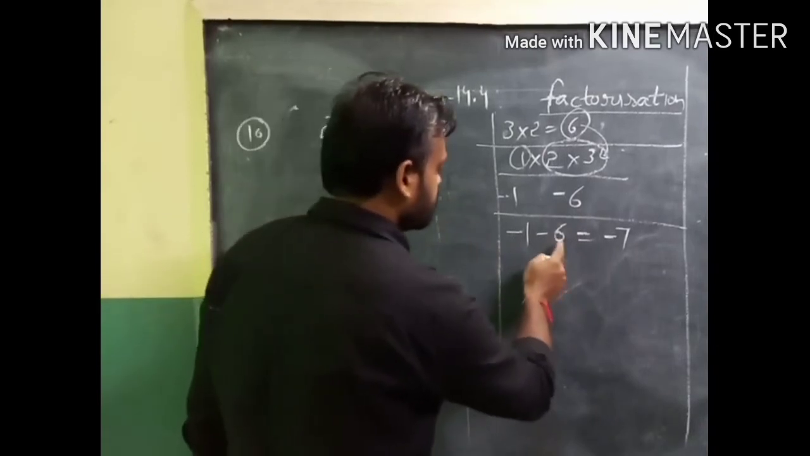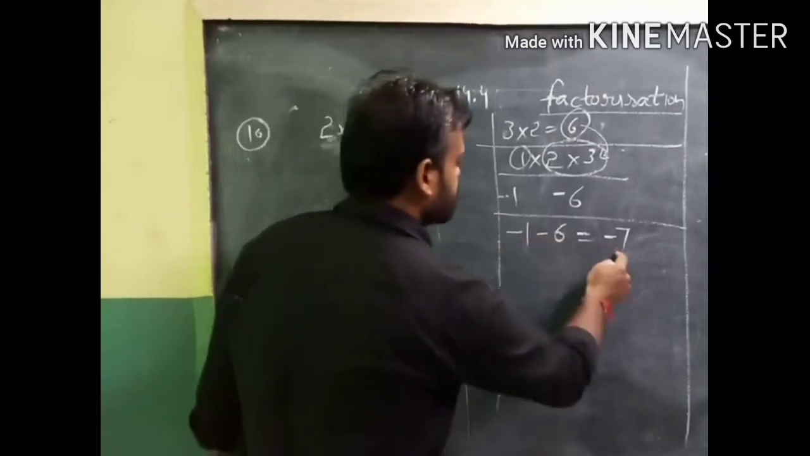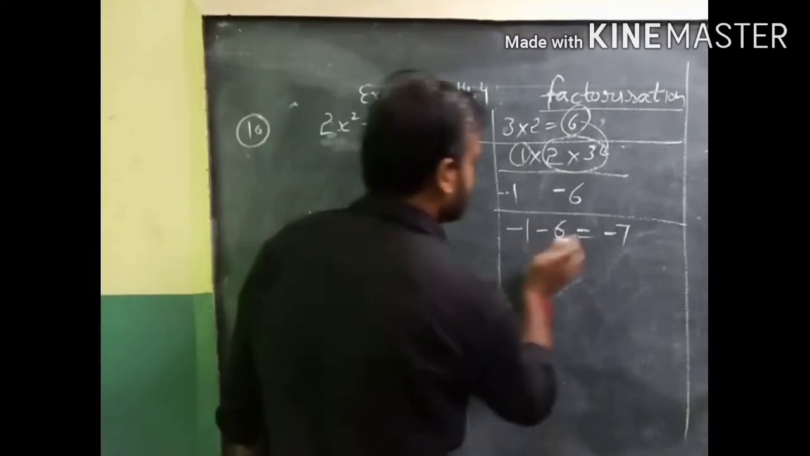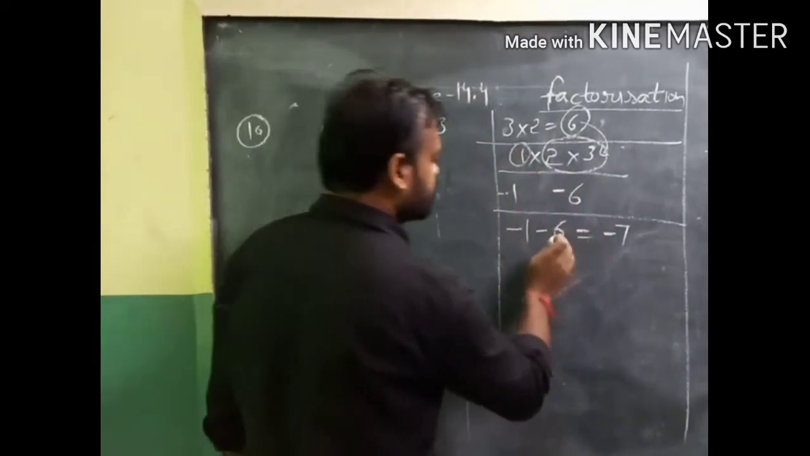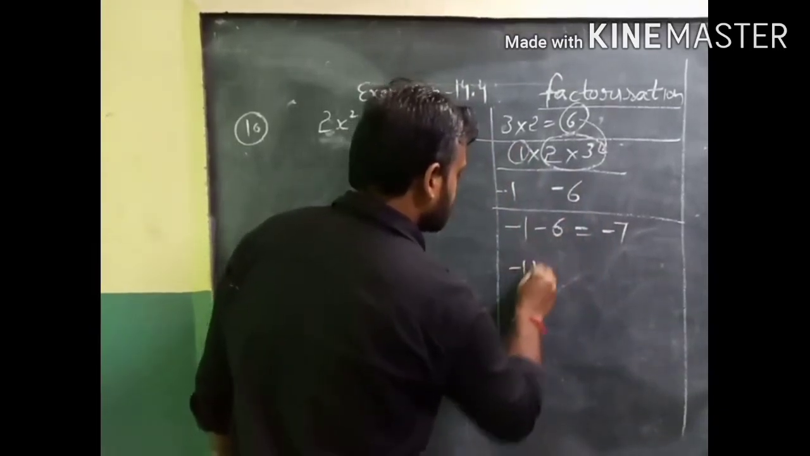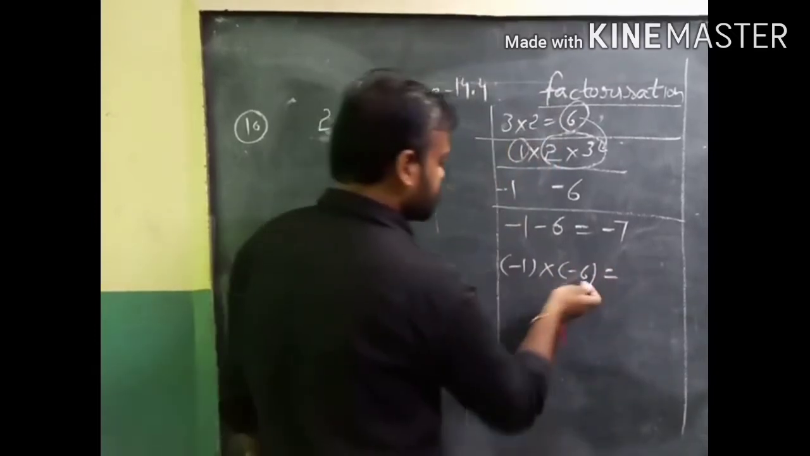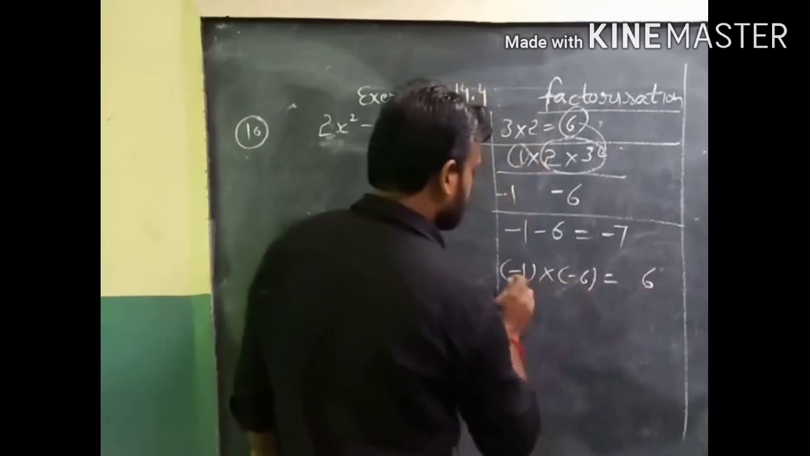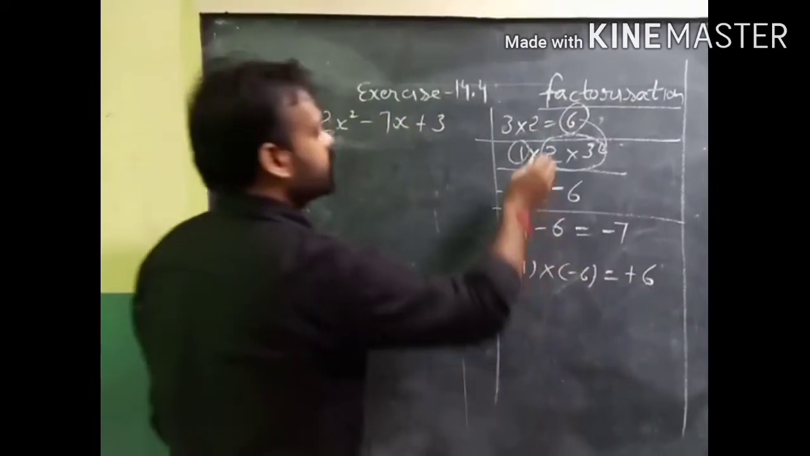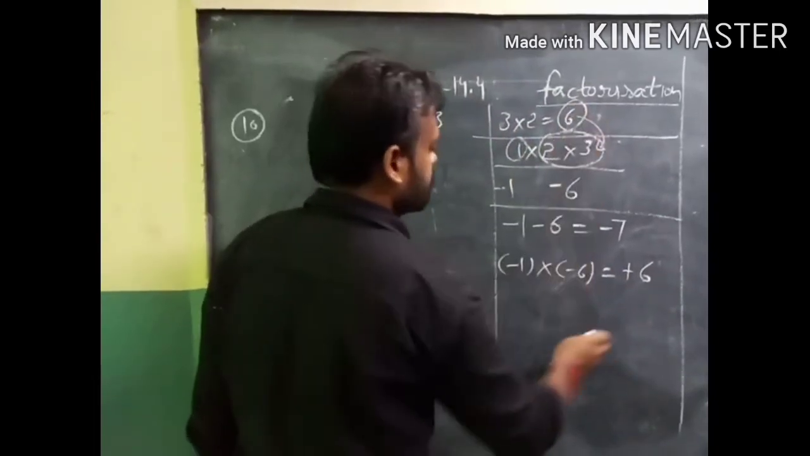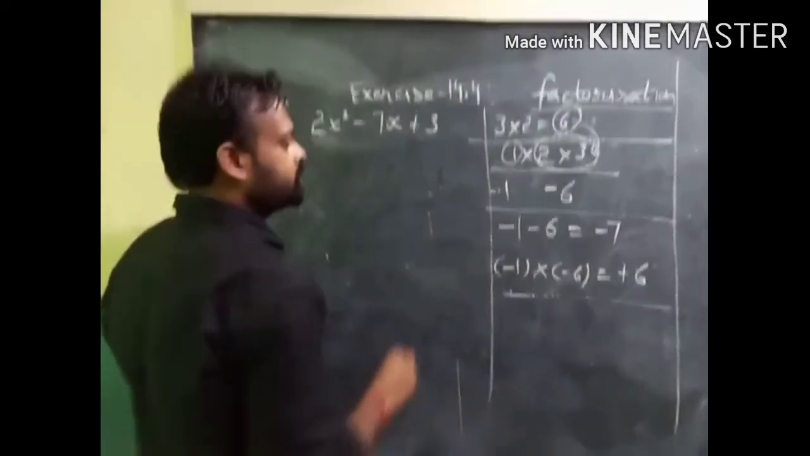So you can see here minus 6 and minus 1, 6 plus 1 is 7, and you can also see whether the other condition is satisfied or not. Multiply this minus 1 with this minus 6, so you can see here 6 1s are 6, and this minus minus is plus, so of course it is satisfying this plus 6 also. So this way we have to do this one.